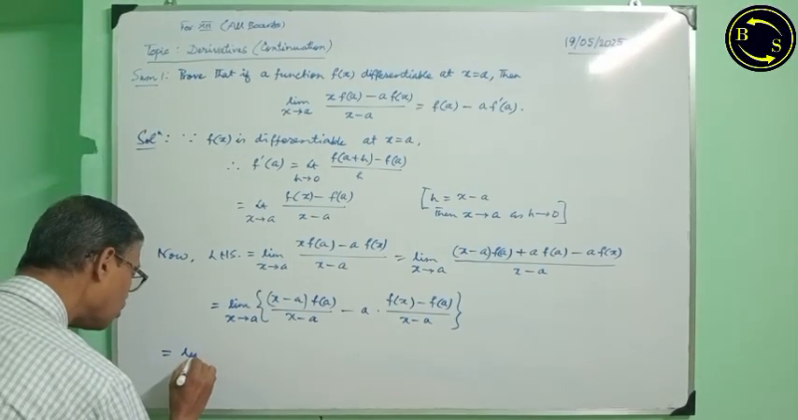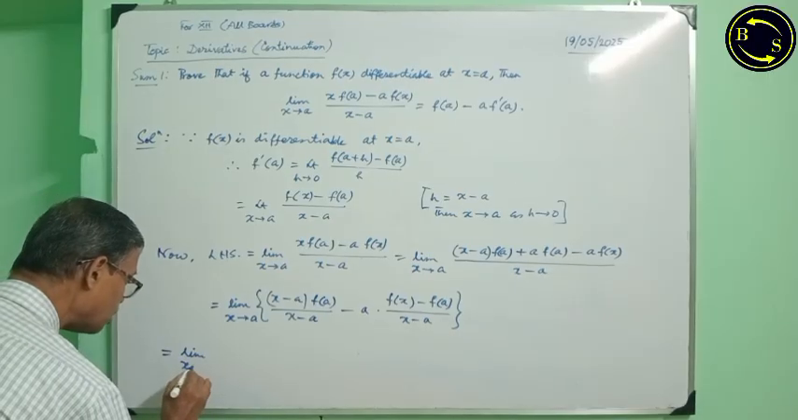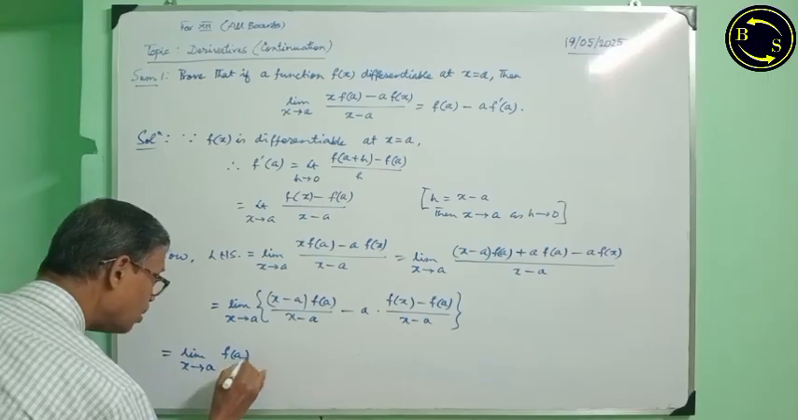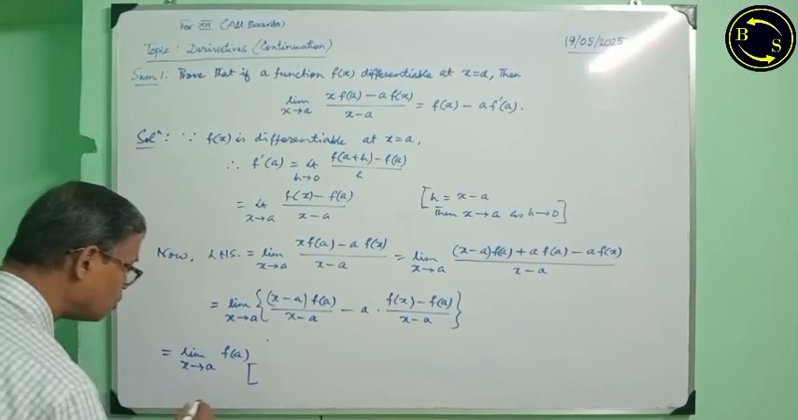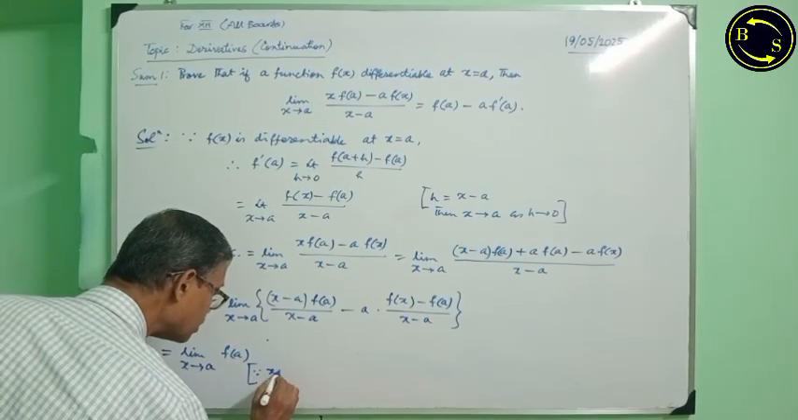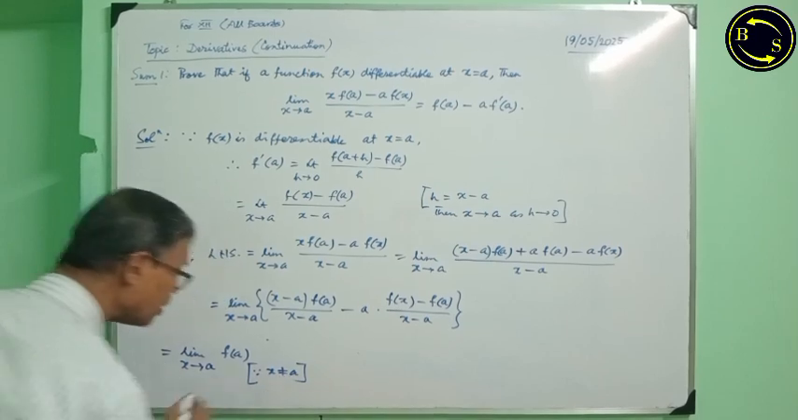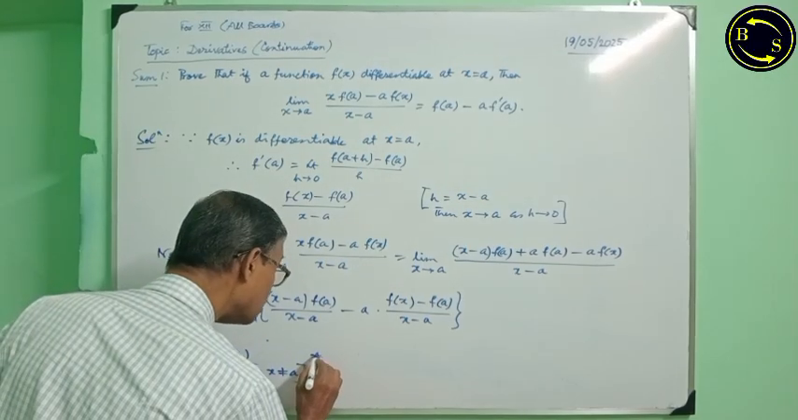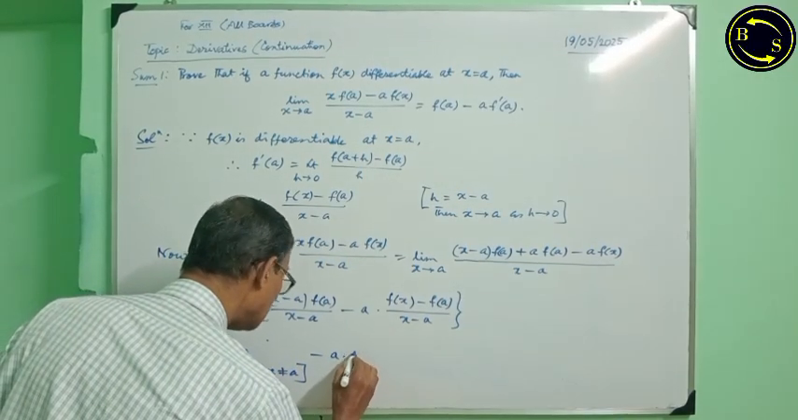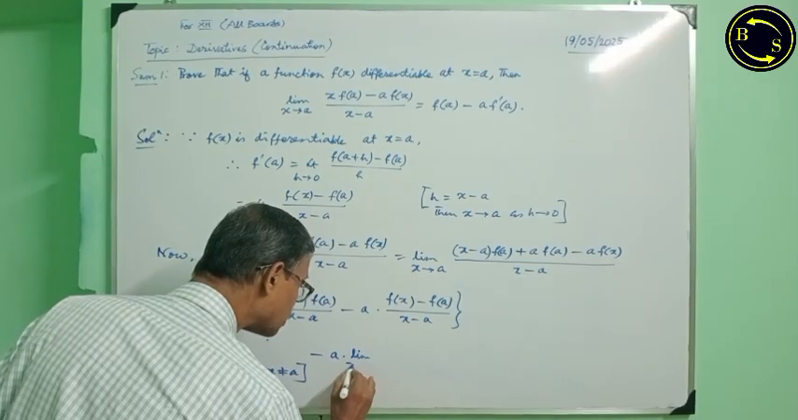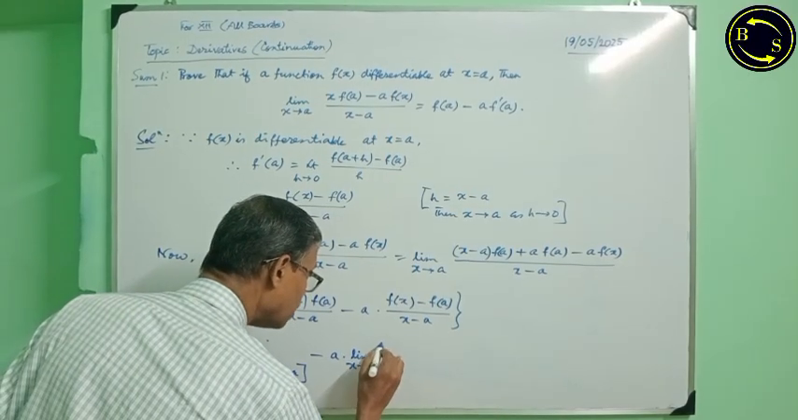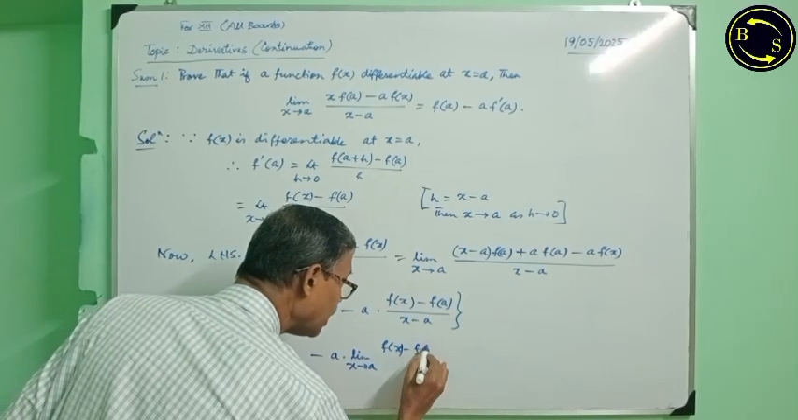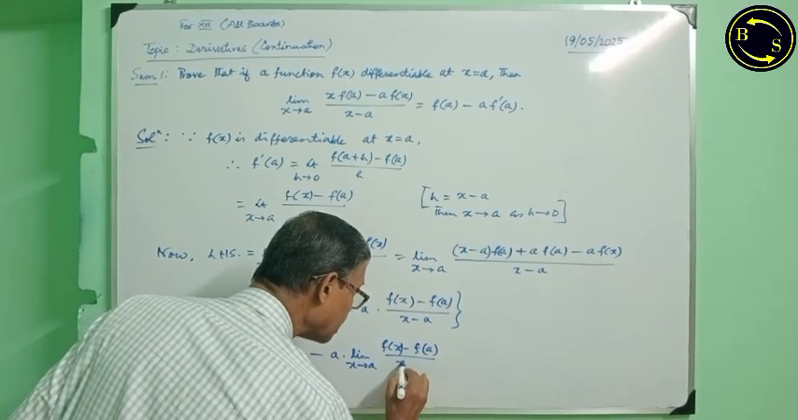Keeping that matter in mind, within brackets you mention since x is not equal to a. Below this, we will mention that minus a into limit x tends to a, fx minus fa divided by x minus a.